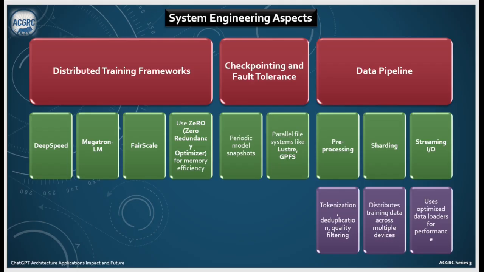So, in short, DeepSpeed makes huge models easier, faster, and more memory efficient to train. Megatron-LM breaks a huge model into smaller parts across the computers. FairScale is a toolkit to share and split model parts smarter and faster. ZeRO saves memory by sharing training info across computers.